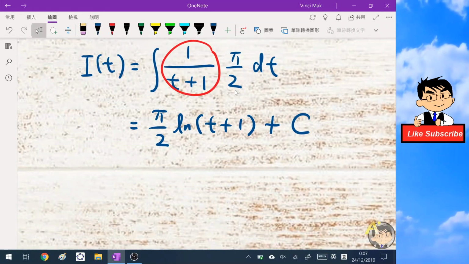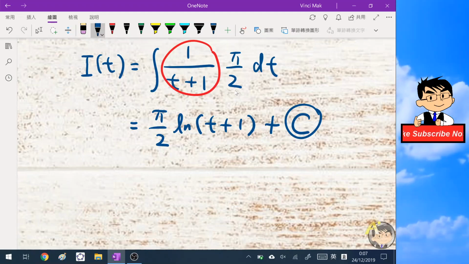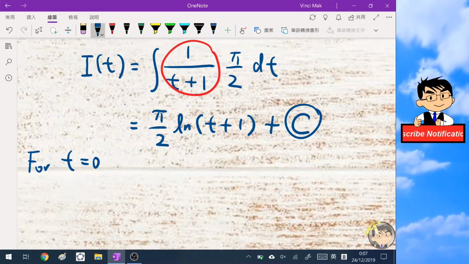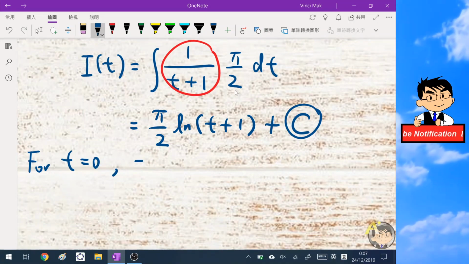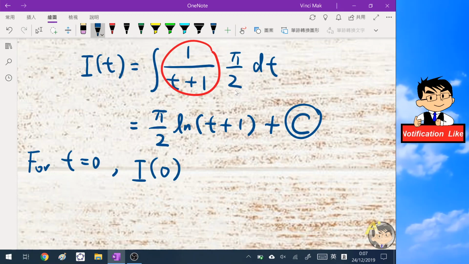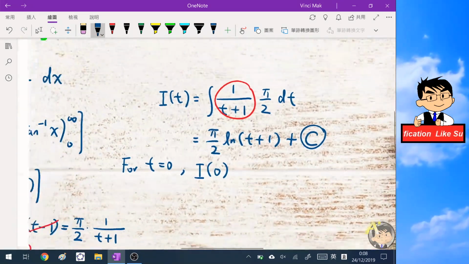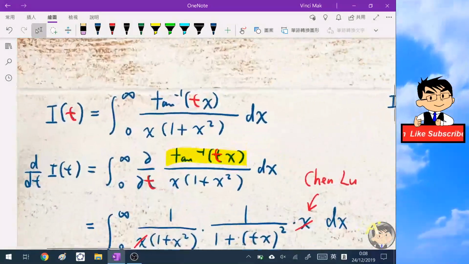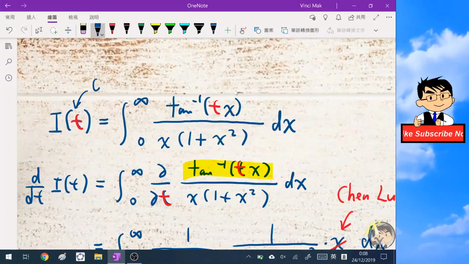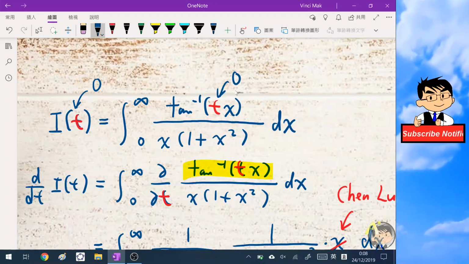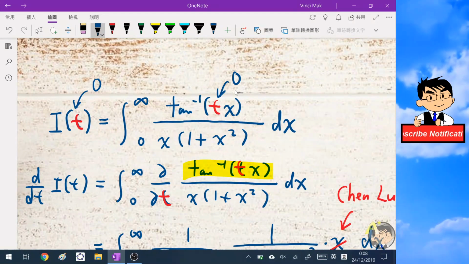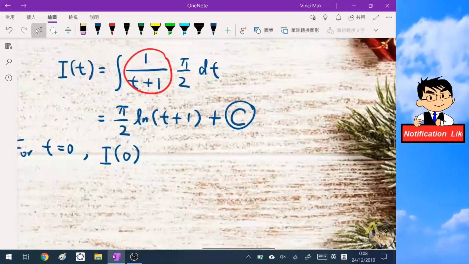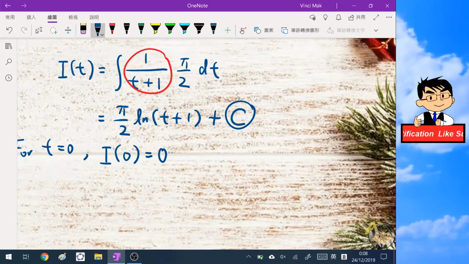So how do we find this integration constant? How about we consider the case for t equals 0. So we put 0 into the t, and we know that if we put 0 here, then the arctangent of 0 is also 0. Then the whole integral becomes 0, right? So now we know that I(0) is equal to 0.